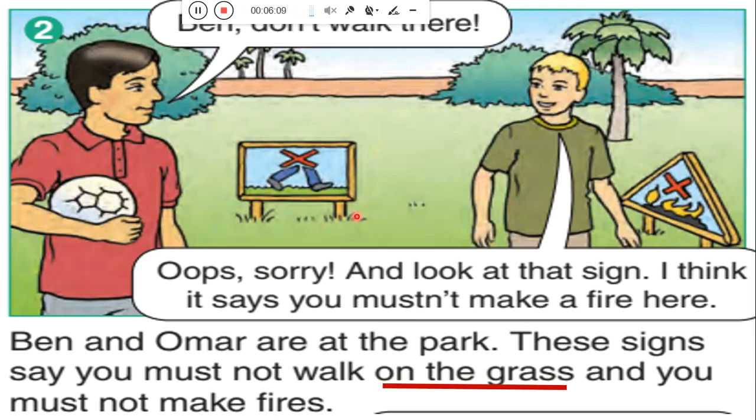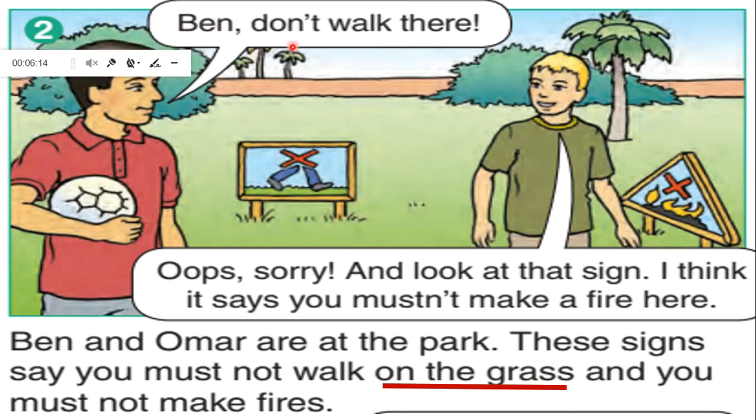Here, this is another example from our text من النص تبعنا اللي موجود في الكتاب. Ben don't walk there. قصده على الجراس. هنا عندنا زي ما انت شايف this is a park. هذا هو المنتزه. وهنا عندنا lots of grass. الكثير من العشب. فبقول عمر is telling Ben about this sign. على هذه الإشارة إنه بقول له Ben don't walk there. يعني don't walk on the grass. هاي هنا اجت في الكلام هنا.